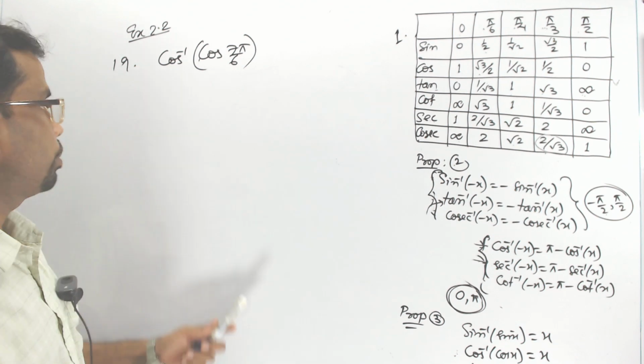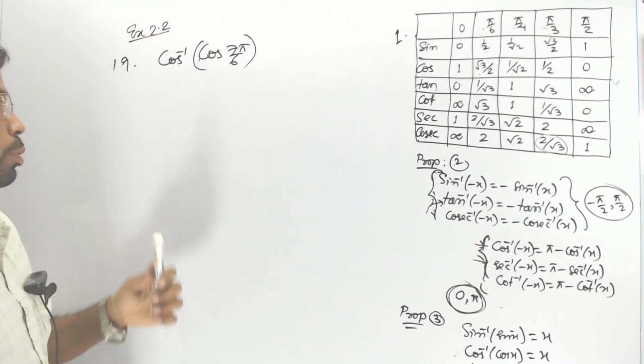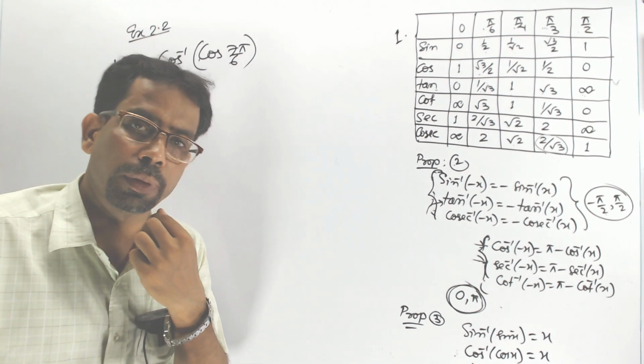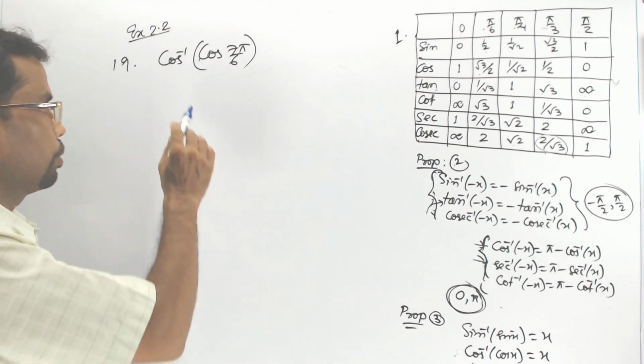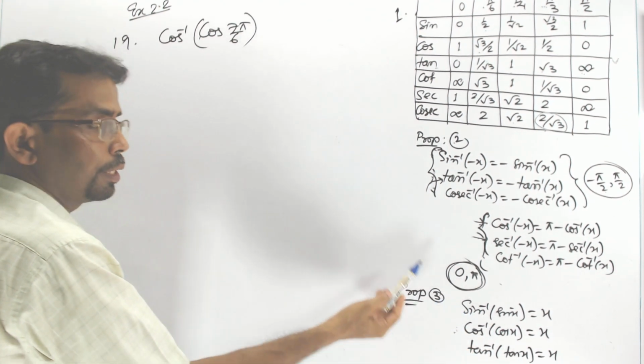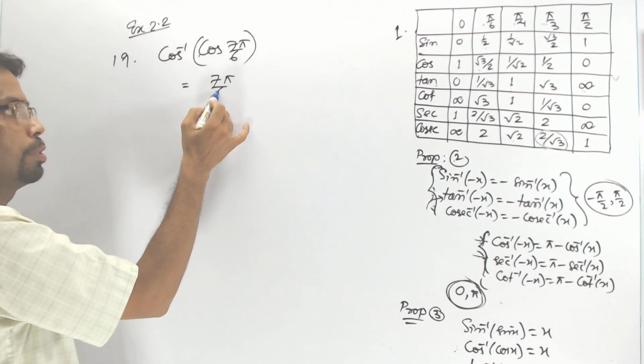The next question I have taken, question number 19, also from exercise 2.2. It is also about the principal value of the function. So cos inverse, we have this property, cos inverse cos gets cancelled, and if you cancel cos inverse cos, remaining is 7 pi by 6.